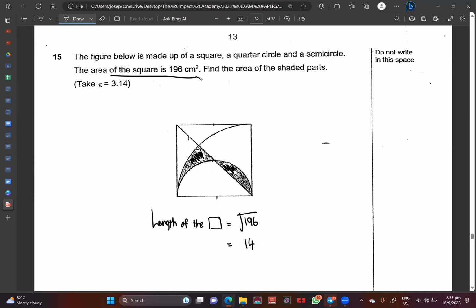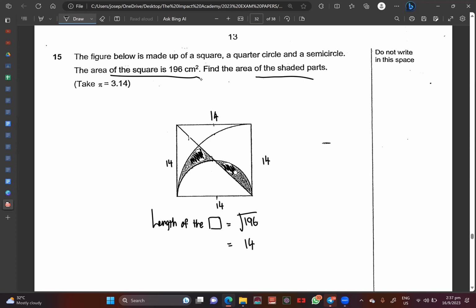Does that make sense? Okay, so we have 14 over here, 14 over here, 14 over here, 14 over here. True? Now, they want us to find area of the shaded parts. Now, these two shapes, our job is to consolidate, to group things up, to pull things together. You understand what I'm saying?